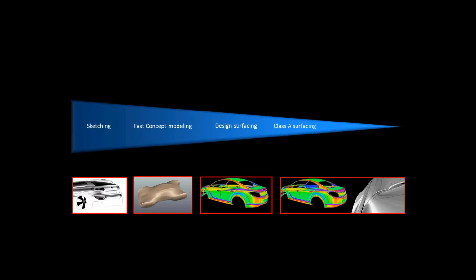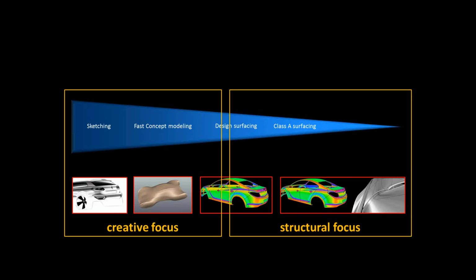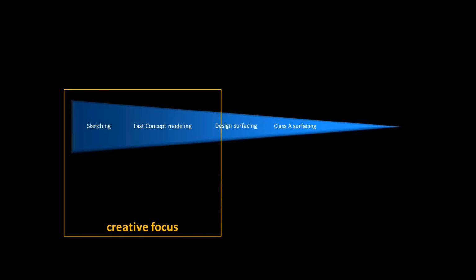So watching the entire process from sketch to Class A surfaces that can go into tooling or into downstream CAD, I can specify two major things. We have a creative focus until we shape an idea, until we shape lots of ideas, select an idea, and then with a structural focus try to fine-tune and to finalize and to select, of course, one of those ideas. And here I want to go a little bit more into detail, and I'm starting with the creative focus.